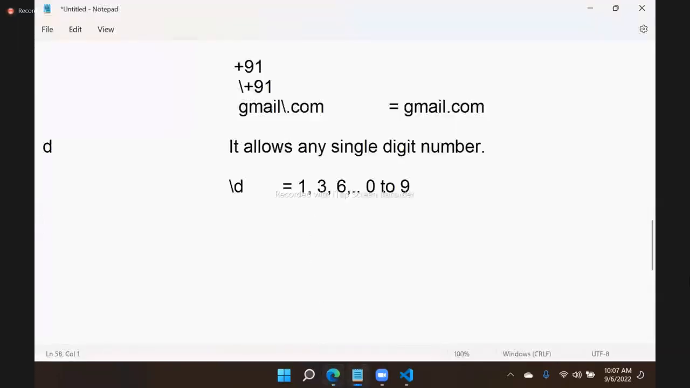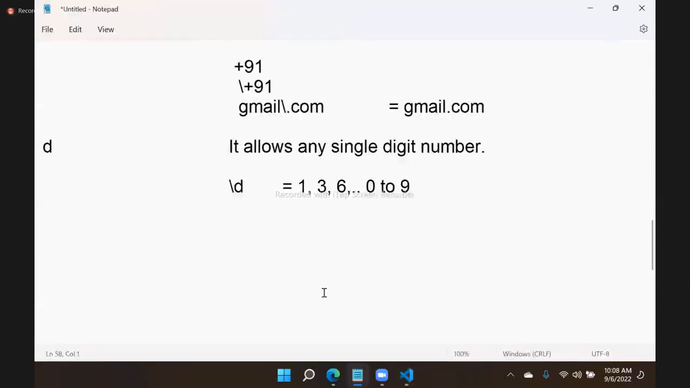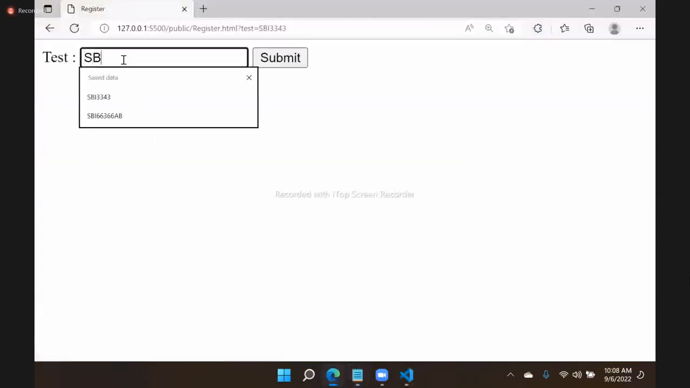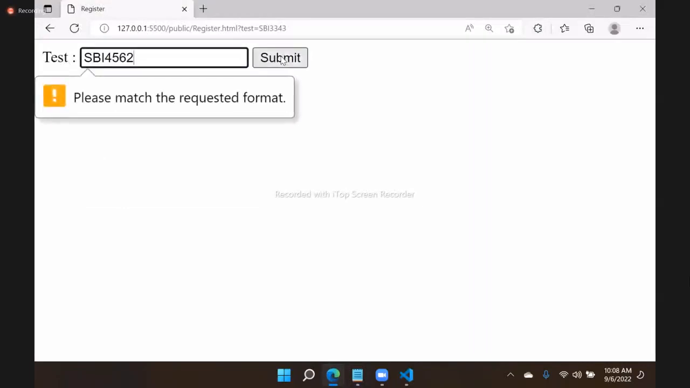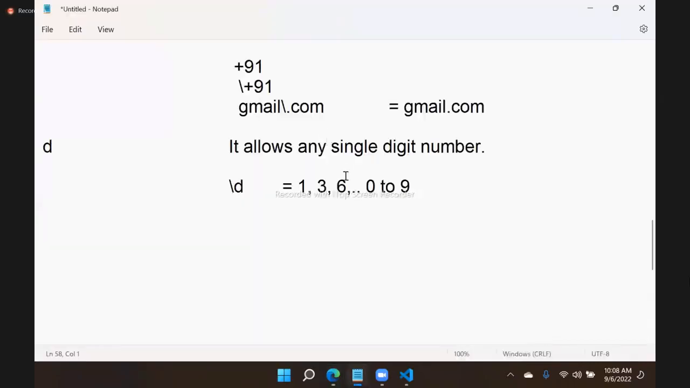After that, suppose you have something else to define. Suppose SBI, a 4 digit number, then HY. That means after the 4 digit number, it should end with HY. Compulsory. Anything else is not allowed. That means only this format is allowed: SBI and 4 digits, any number, then HY. Otherwise, it is not allowed. Like this, the patterns are configured by using this combination.